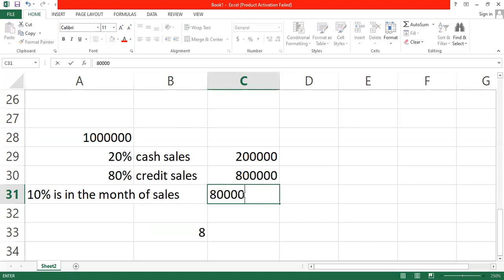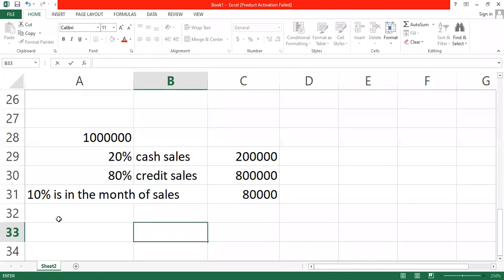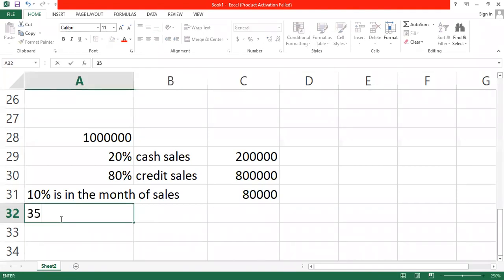Then the question will say that 35% will be received in the month following the sales. So if you are selling in January, 35% will be received in which month? February. And the remainder is received two months after the sales. So if you sell in January, the remainder will be received in March. Those are the things you have to take note of.